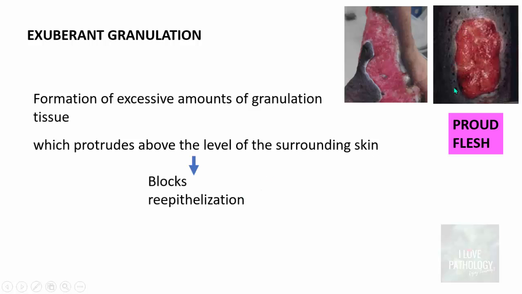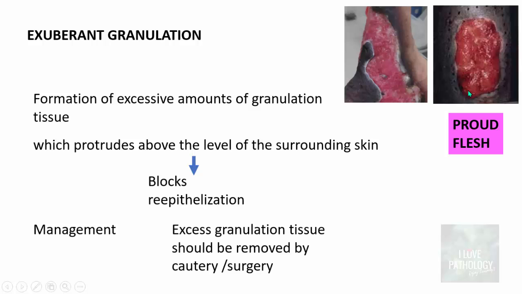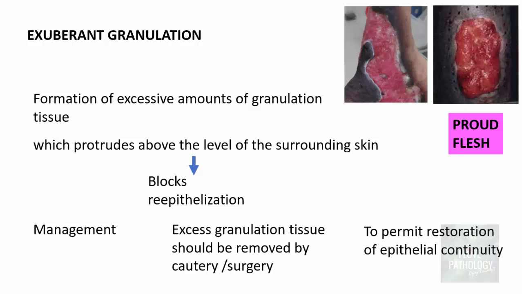What will happen if there is exuberant granulation? It basically blocks re-epithelialization. What does that mean? That means the opposite ends of this skin will not be able to re-epithelialize, and then closure of the wound will not happen. So how do you manage these cases? You have to remove the excess granulation tissue either by cautery or surgery so that you can permit restoration of epithelial continuity. So this is one of the complications of tissue repair where there is excessive cell proliferation, in this case, excessive proliferation of granulation tissue.